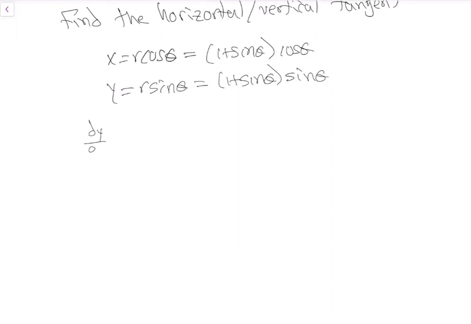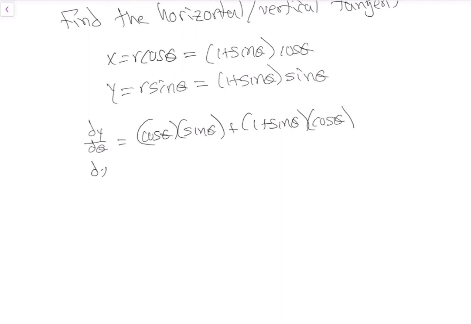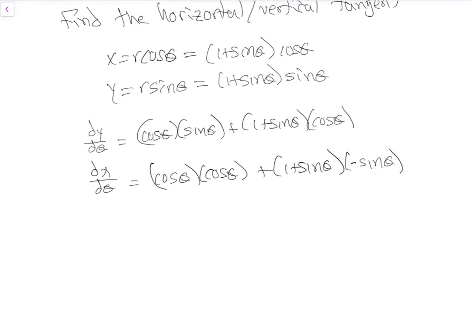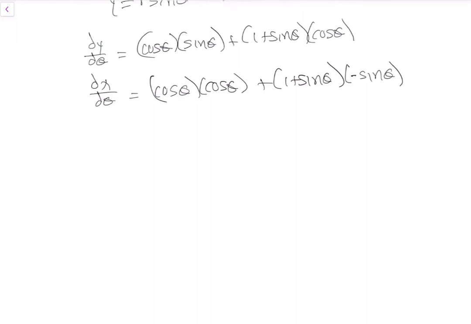So what is dy d theta? I'm going to do a product rule. So I'm going to have derivative of the first times the second plus first times derivative of the second. And then my dx d theta, making sure I'm looking in the right place, I'm going to have derivative of the first times the second plus the first times derivative of the second. Now I might be able to clean those up, I'm not sure. I will do that in the next step.